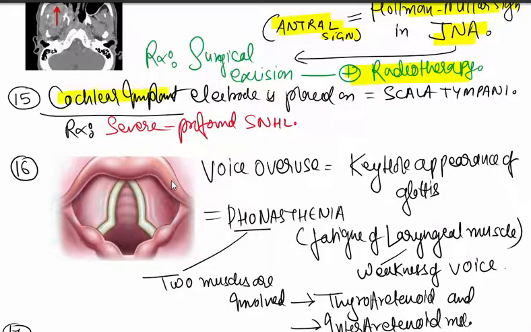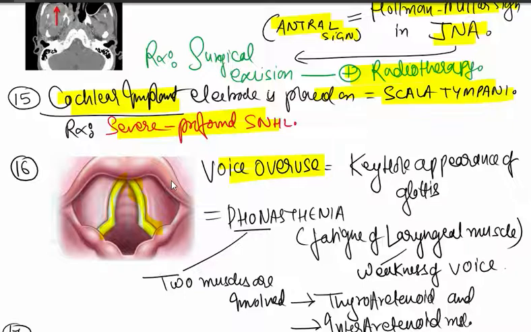Next one is the cochlear implant. What is this? Where is it used? Its electrode is placed in the scala tympani, and it is used in severe to profound SNHL, for the treatment of severe and profound SNHL.